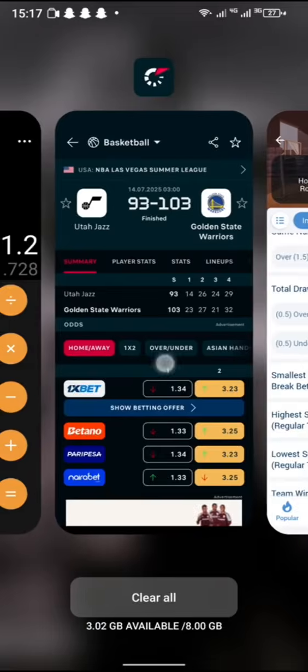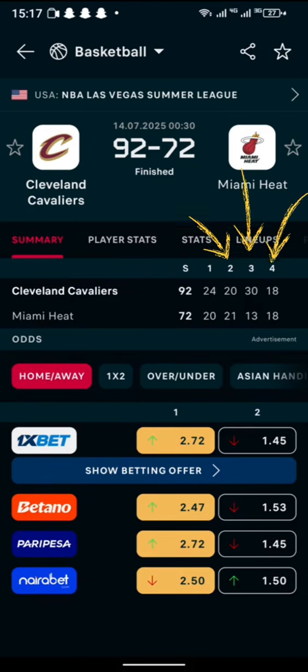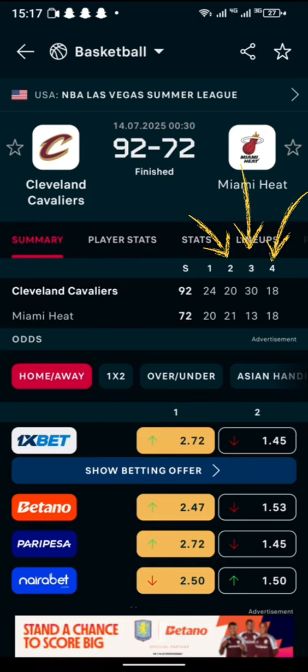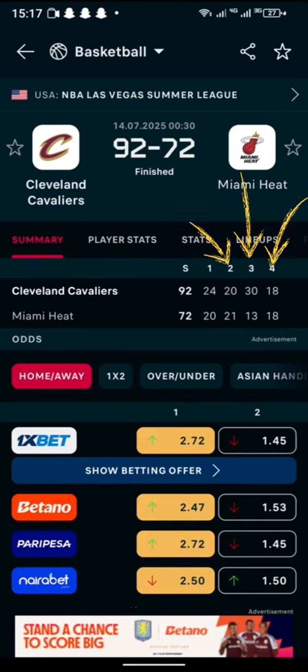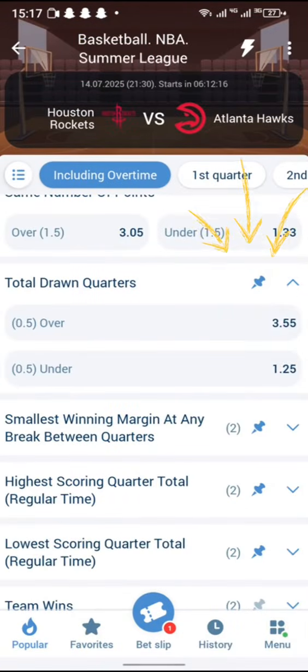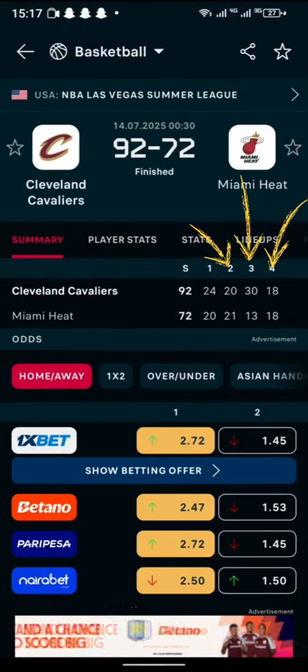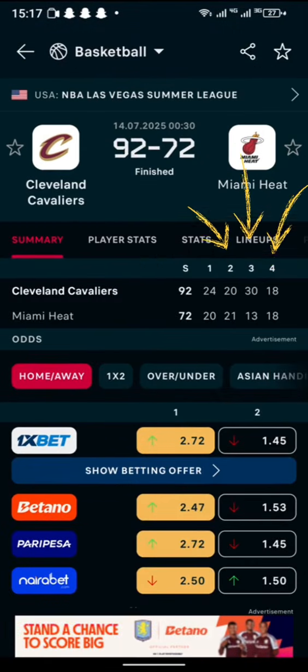Now guys, let's use this one. If you check in these four quarters, none of the quarters was drawn. There was no draw. Now let's check here. Yes, this is a perfect example. The fourth quarter had a draw, which is 18-18. So that is how you will know if there was a draw or not. So now if you went for the over 0.5, you win this game because the fourth quarter had a draw. And if you go for the under 0.5, you will lose because there was a draw.